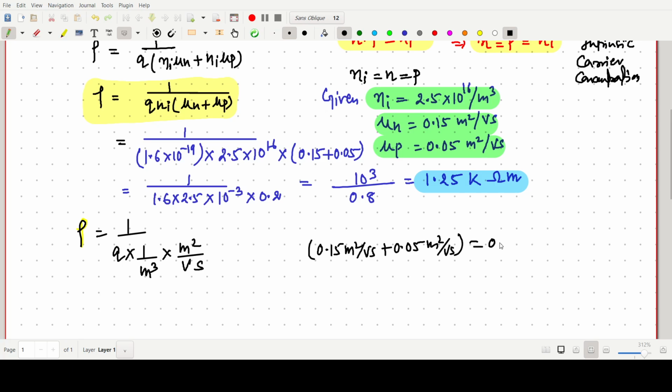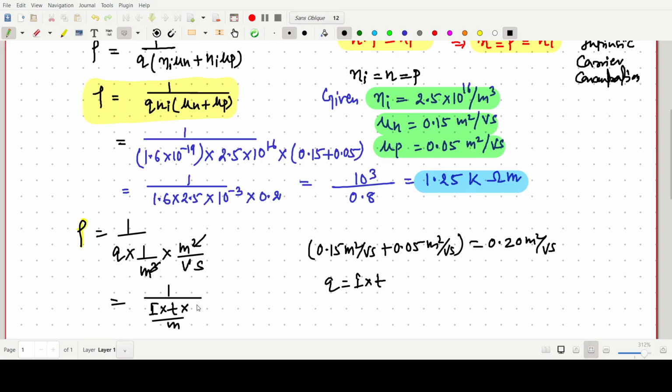So we can write as 0.20 meter square per volt second. So I am directly writing this. So this one and this one will be cancelled out. Okay. Then Q is nothing but simply I into T. We know Q equals to current into time. Okay. And then meter will be there only.